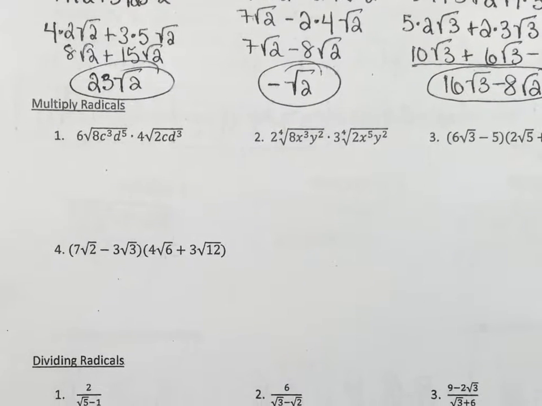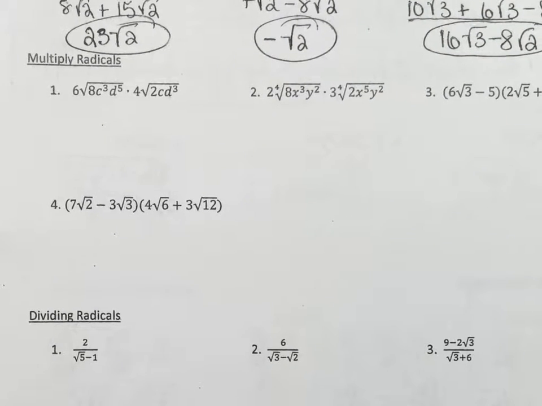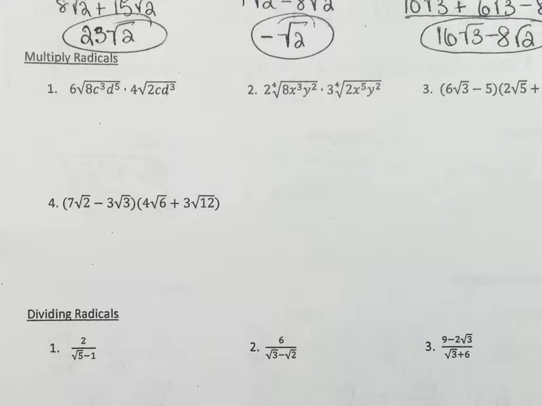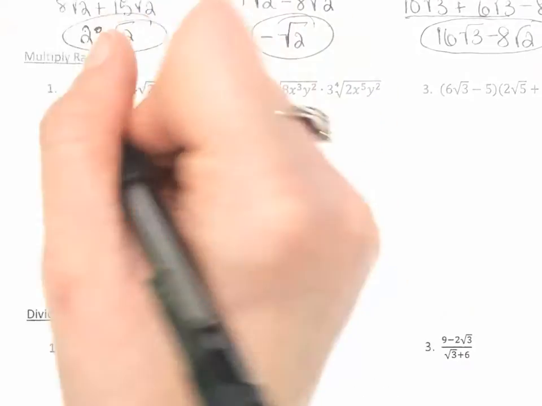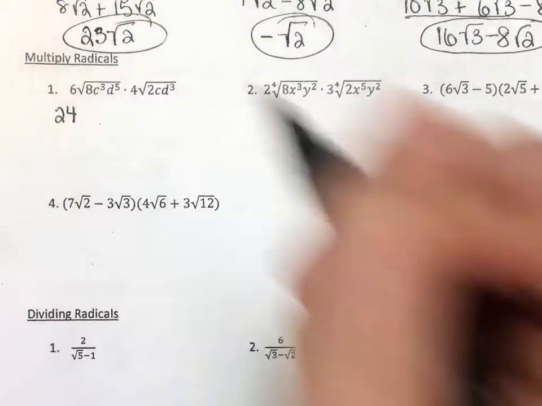Now, multiplying, the rules are very loosey-goosey. You can pretty much do whatever you want to do, okay? So, what can I do first on number 1? 6 times 4. What's 6 times 4? It's 24. Wait, they don't have the same square roots. That's okay. It doesn't matter. We're multiplying, right? There you go. We're just multiplying.